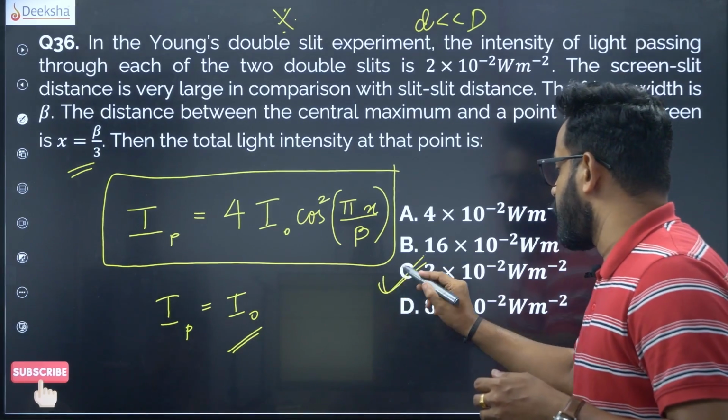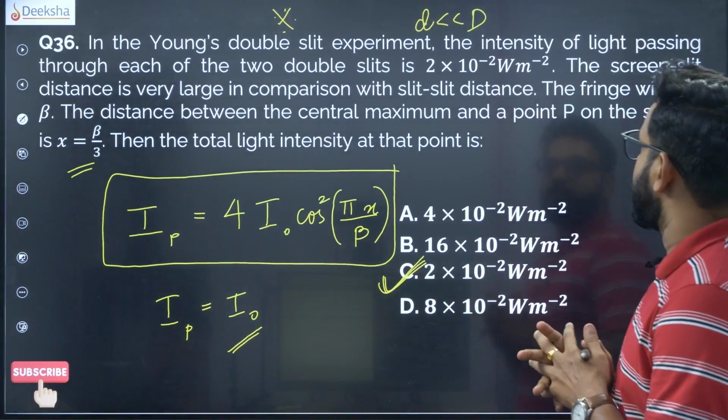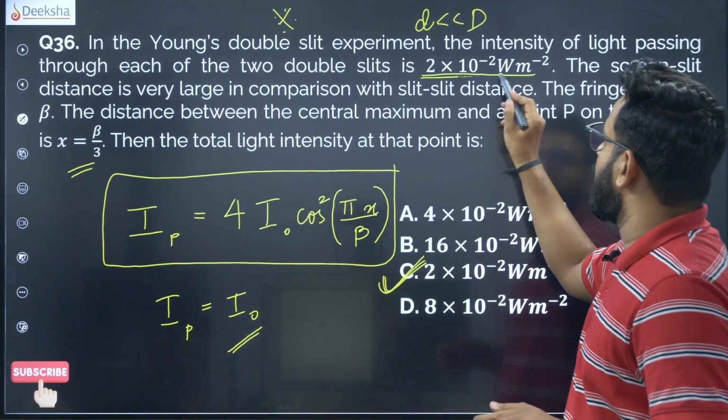Therefore, the correct answer is option C, 2 into 10 to the power minus 2 Weber per meter square. It's just the I naught value. This is the I naught value.